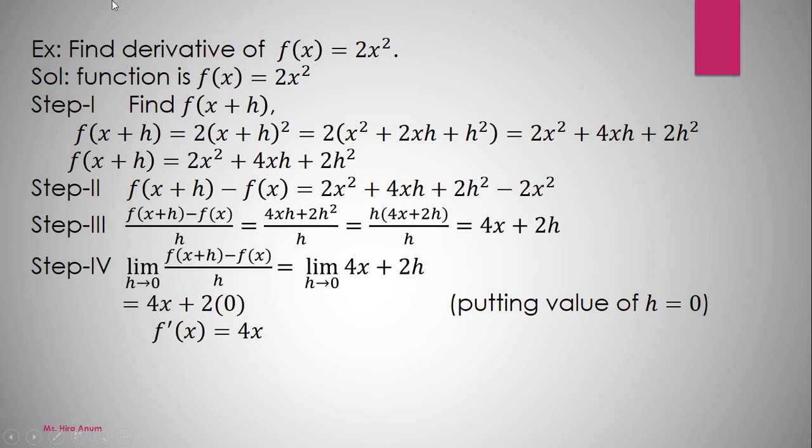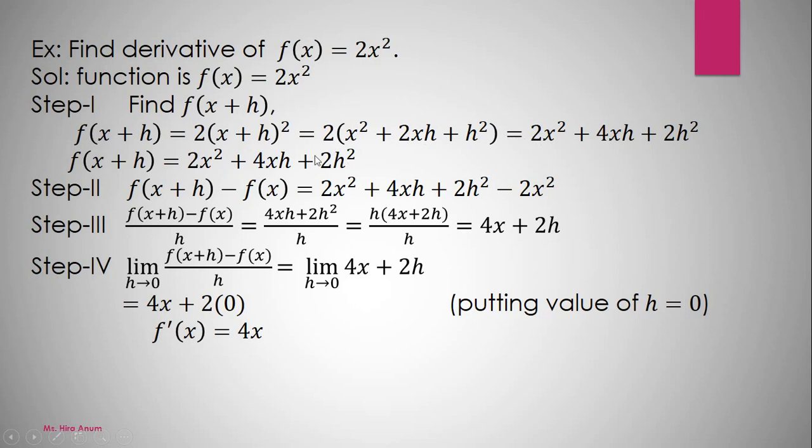Here we have another example of derivative. Find the derivative f of x equals 2x square. We know the function f of x equals 2x square. Now we find the function of x plus h. We take x equals x plus h, then 2 bracket x plus h whole square. We open this formula, a plus b whole square equals a square plus 2ab plus b square. Then it becomes 2x square plus 2xh plus h square.